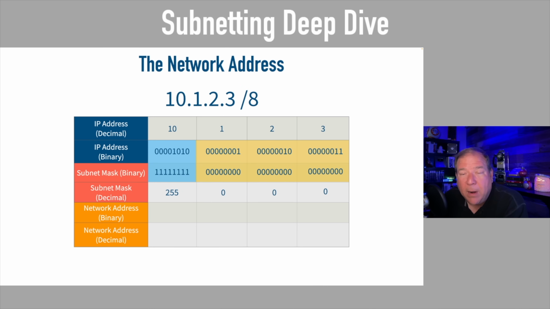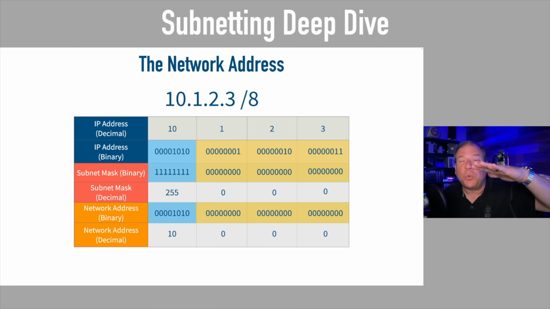And remember what we're doing here. We're not including the network address. The network address is where we have made all of the host bits zeros, like I'm showing you here. The network address of 10.1.2.3/8 is 10.0.0.0 because I've made those 24 host bits all zeros.